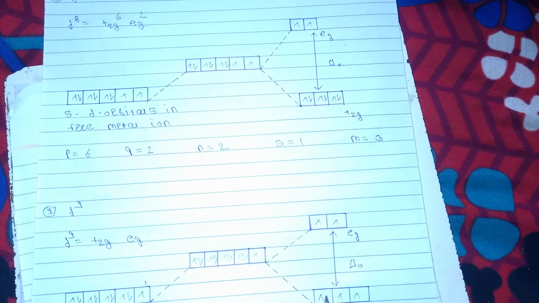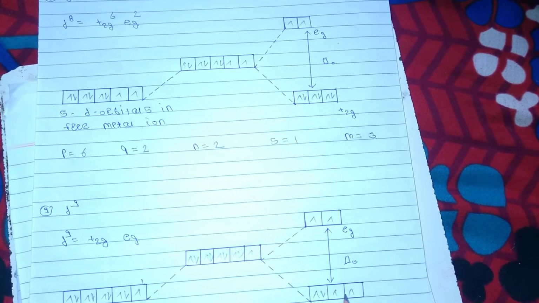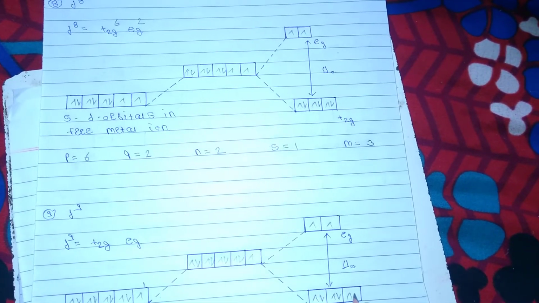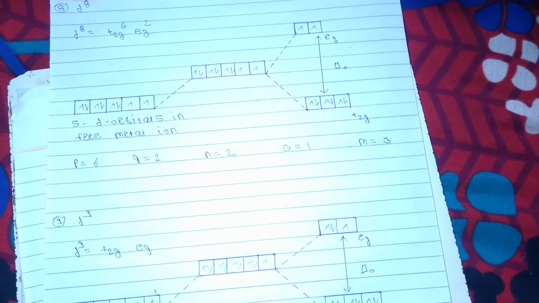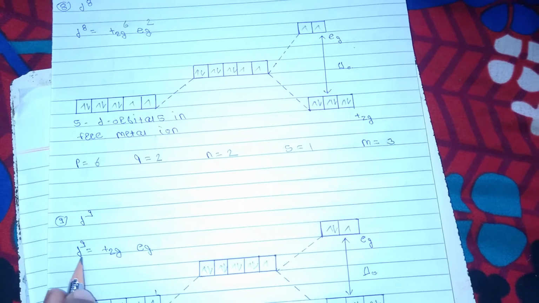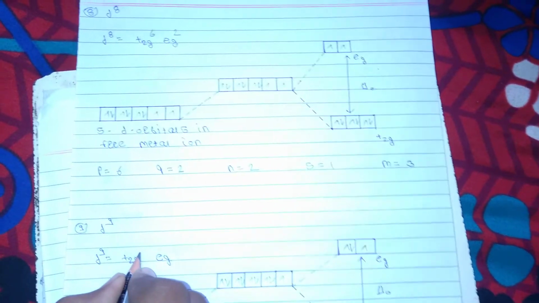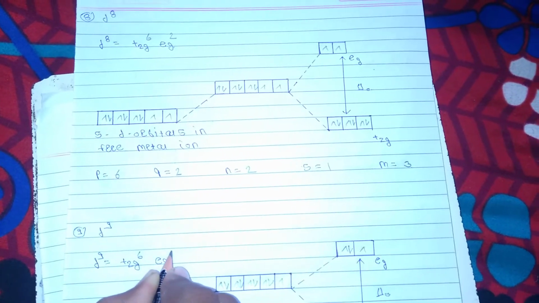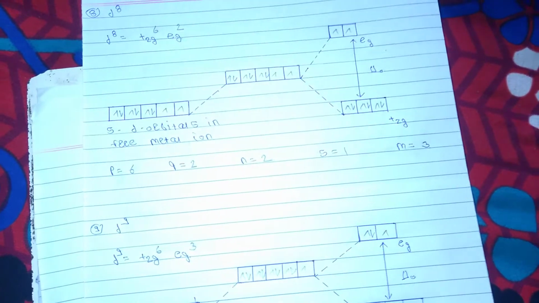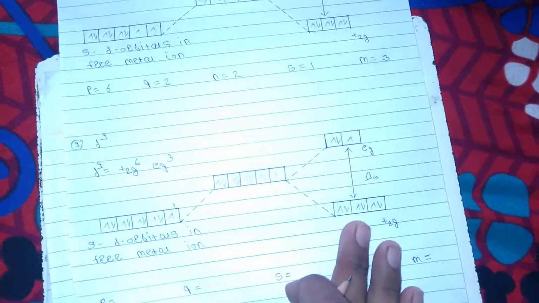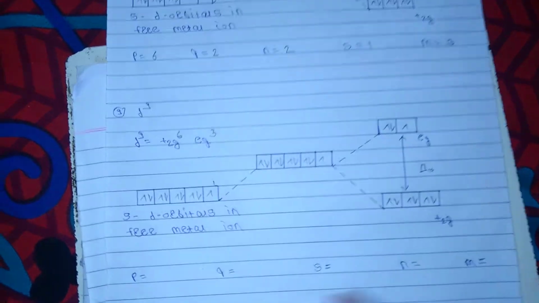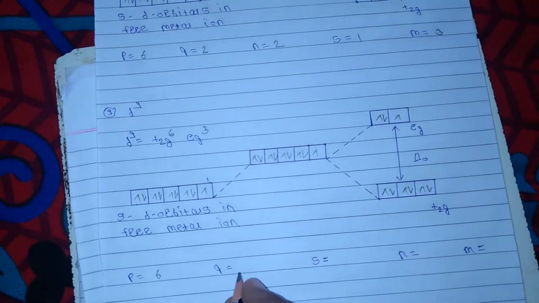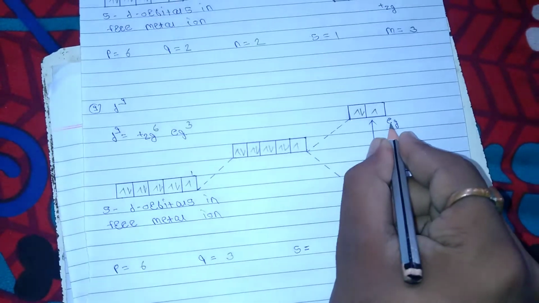Then 6, 7 and 8 electrons go in the T2G set, and then the 9th electron goes in the EG set. So the distribution of the D9 electrons is T2G 6 and EG 3. So P is equal to the number of electrons in the T2G set, which is 6. Q is equal to the number of electrons present in the EG set, which is 3.